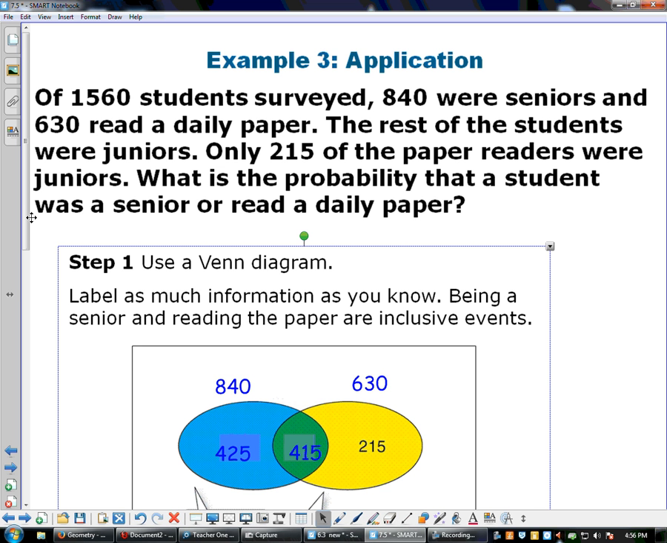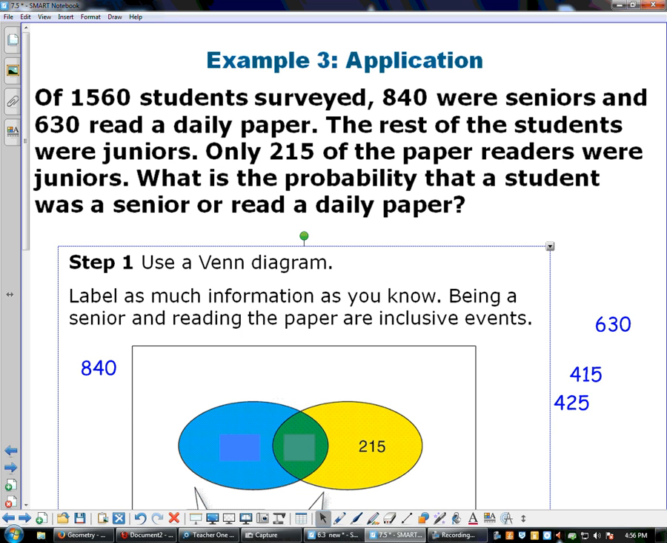So when we are doing problems like this, it's going to be easiest to set up a Venn diagram. And we're going to label as much information as we know. So since being a senior and reading the paper are inclusive events, which means that they have some overlap, I'm going to start off with 2 different Venn diagrams. So I start off with one in blue and one in yellow. So what do we know in this case?